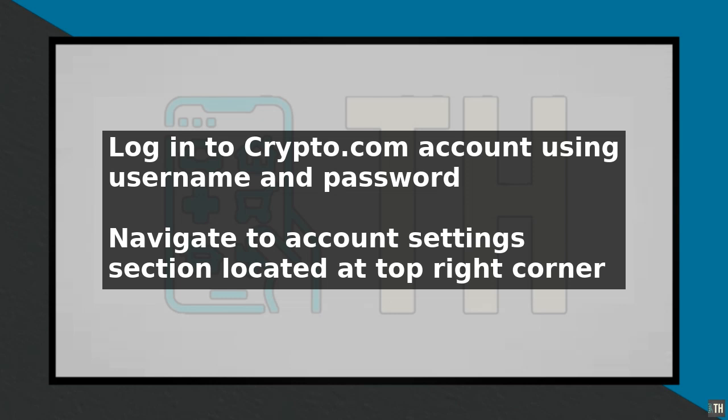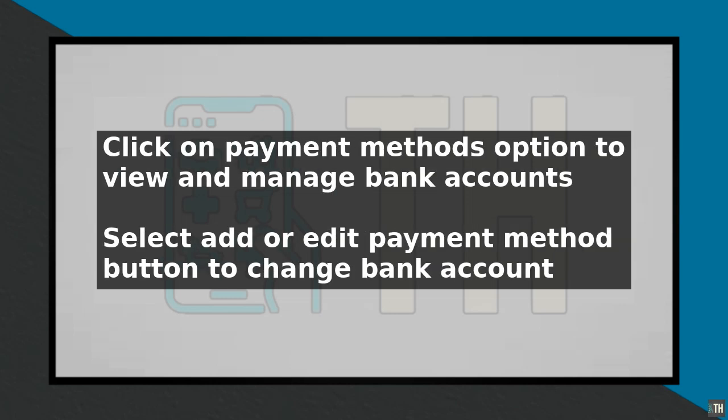of the page. In the Account Settings section, click on the Payment Methods option, which will take you to a page where you can view and manage your linked bank accounts. To change your bank account, click on the Add or Edit Payment Method button. Then select the Bank Account option.